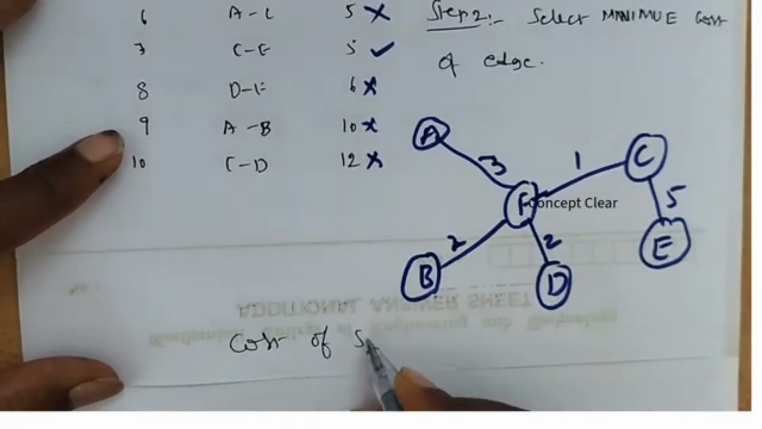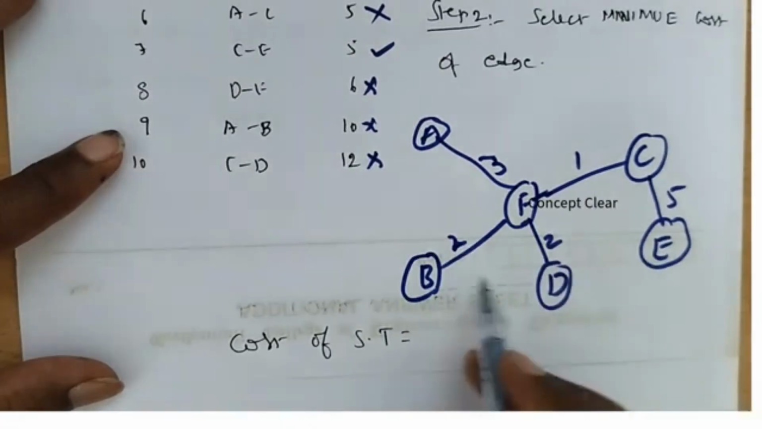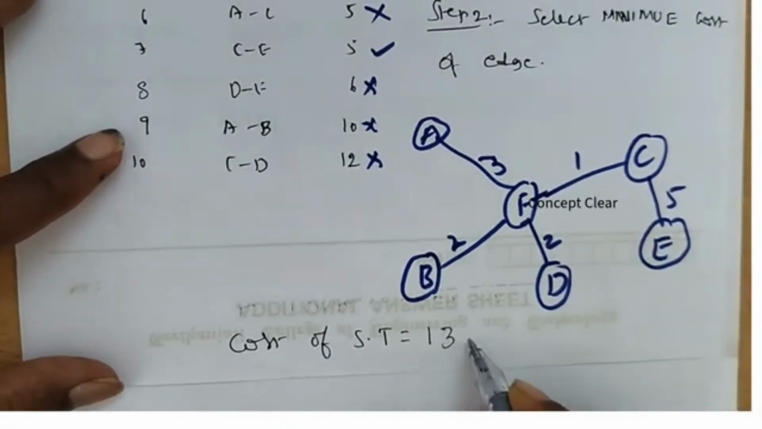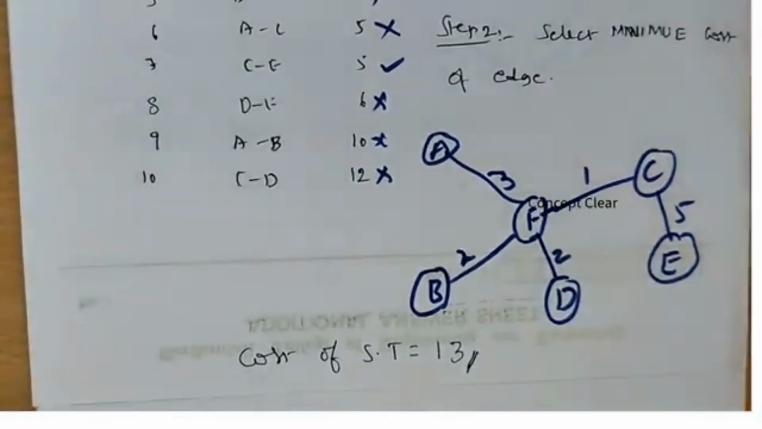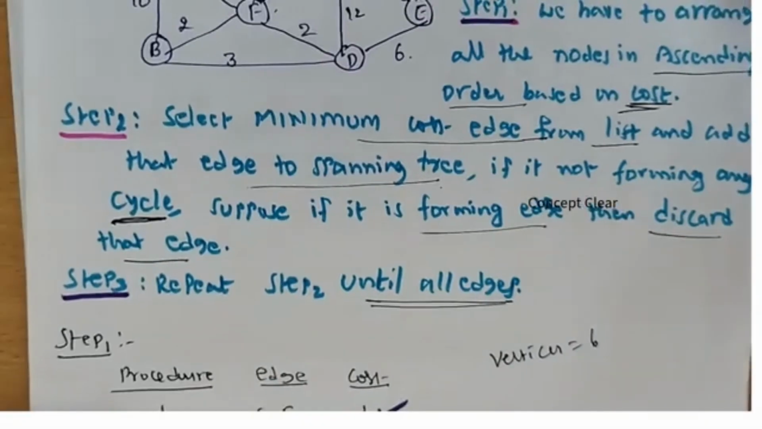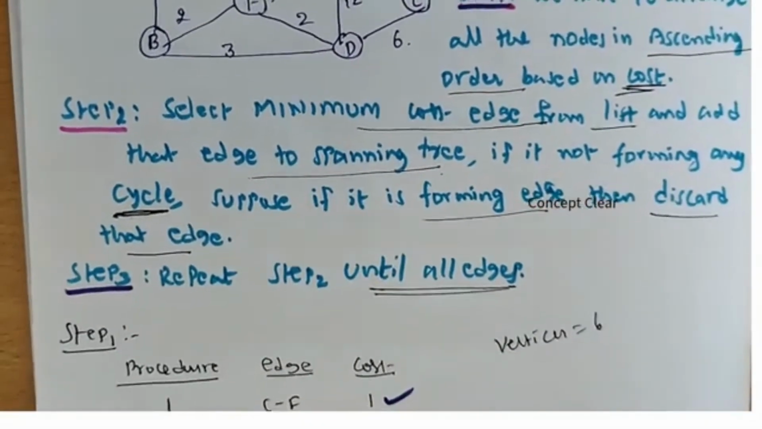Now we have to find the cost of the spanning tree. The cost of the spanning tree is the sum of all the values. If you add, we get 13. This is about Kruskal's algorithm.